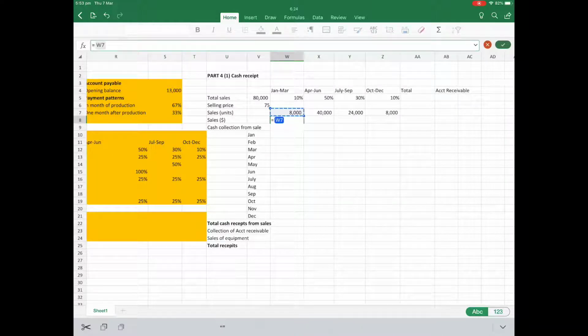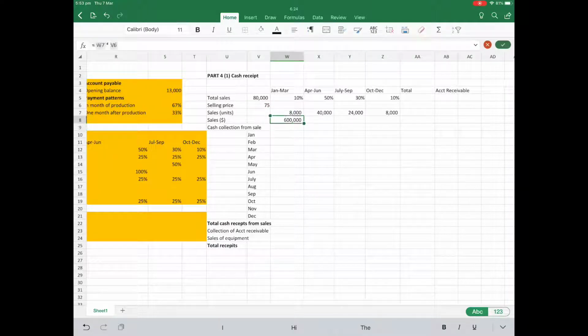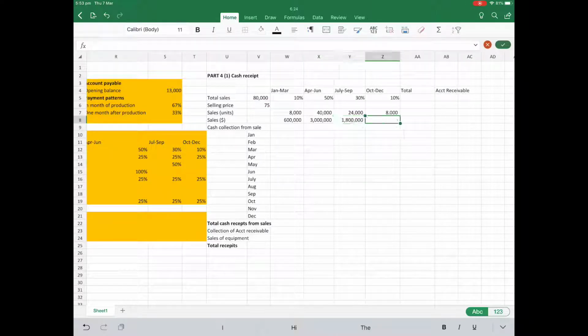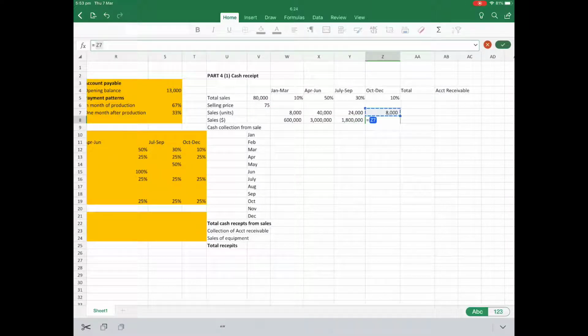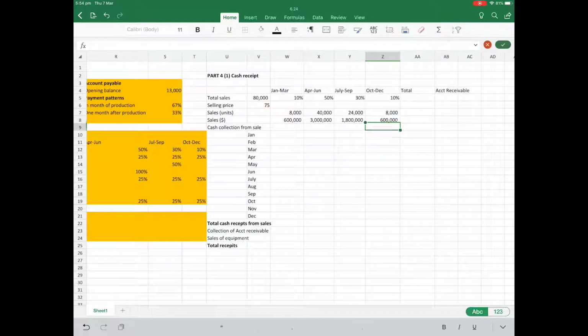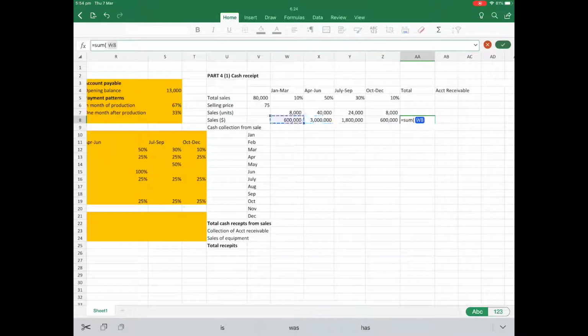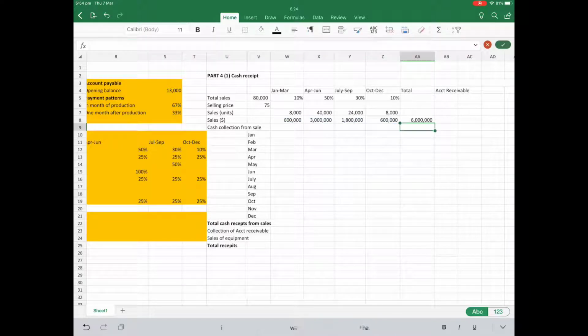And now we take the sales units and then we times the selling price: 24,000 times 75, 8,000 times 75. And then now we can have a total. Alright, then you can see it is the same as the one that we worked out in the revenue budget.